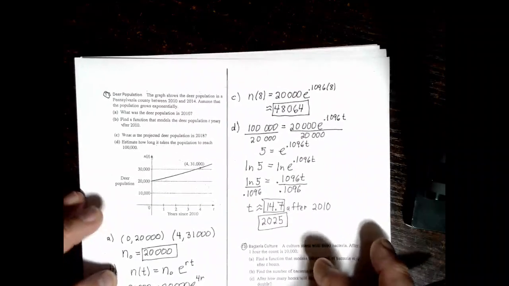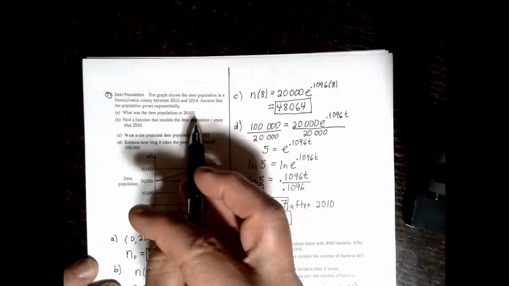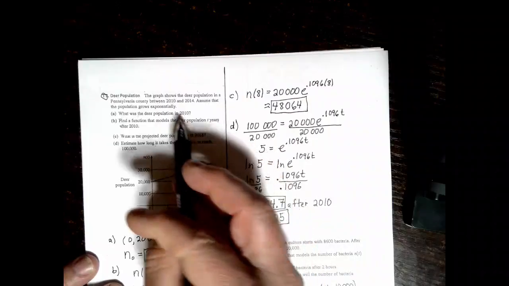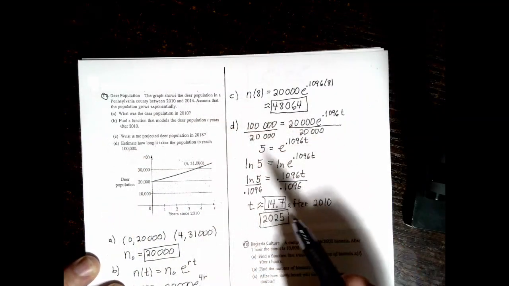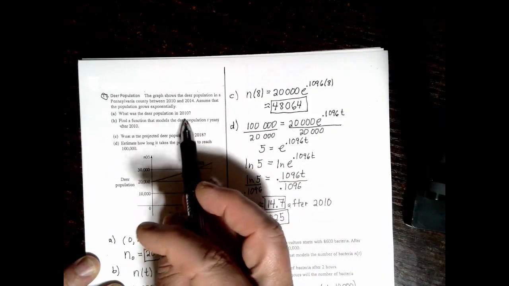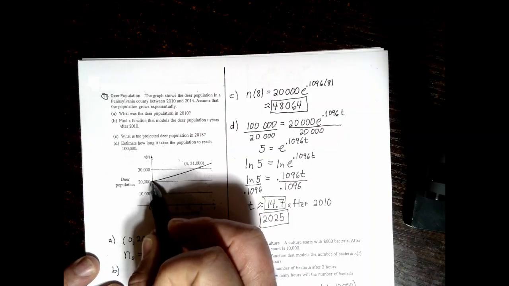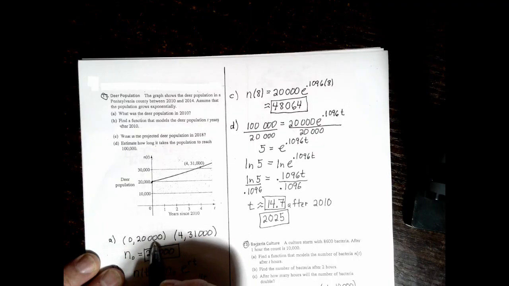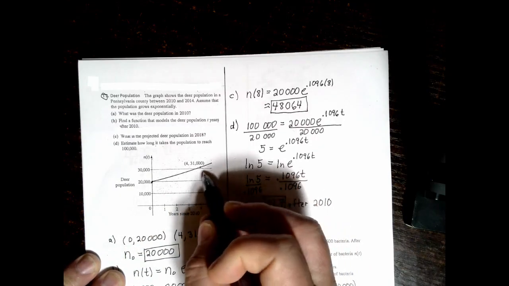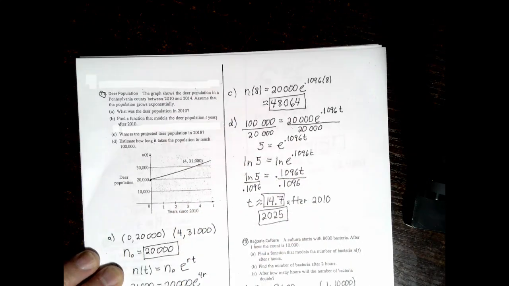Now number 11, they're talking about the deer population, and the graph shows you the deer population between 2010 and 2014. Assume the population grows exponentially. What was the deer population in 2010? Well, right here it's at 20,000. So in 2010 you had 20,000. Okay, and then 2014, 4 years later, you've got 31,000.